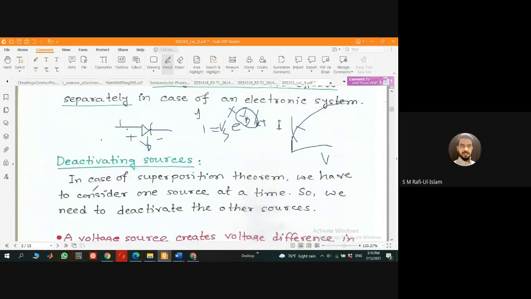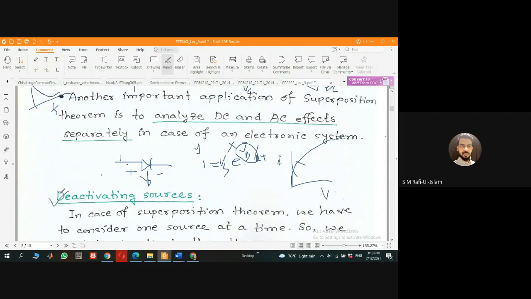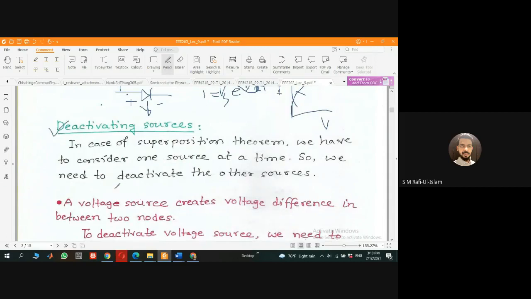So now the question is like, how do you actually deactivate the sources, because only one source will be active at a time.